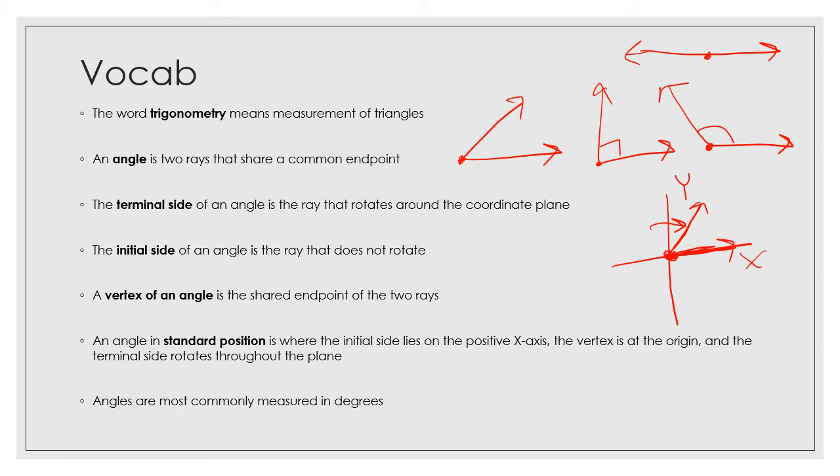So this one is very, very important, an angle in standard position. So standard position is where the initial side lies on the positive x-axis, which remember, positive x-axis is all of this. The vertex is at the origin, and the terminal side rotates throughout the plane. So we are mainly going to be working with angles that are in standard position. And then one other little tidbit, angles are most commonly measured in degrees. So that's what we're going to be working with in this section. In the next section, we're going to be working with a different unit of measurement called the radian.